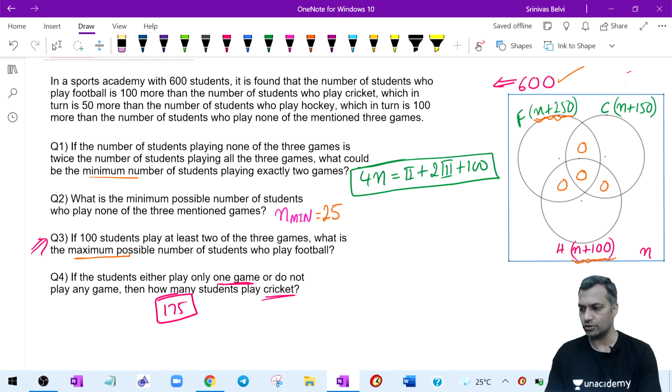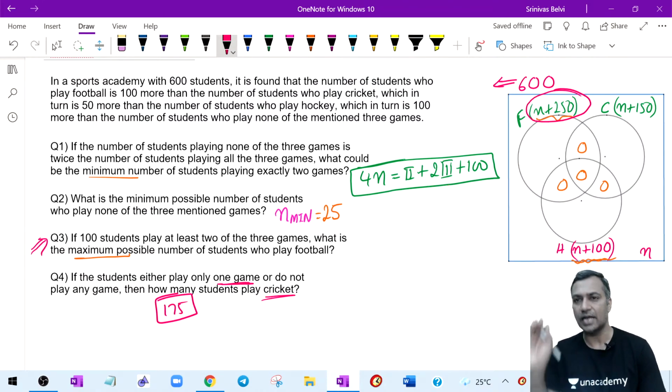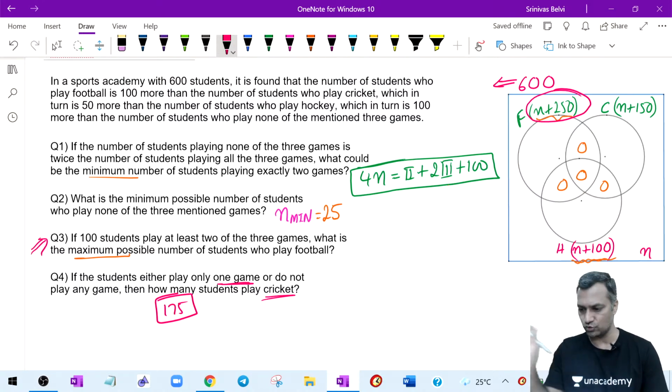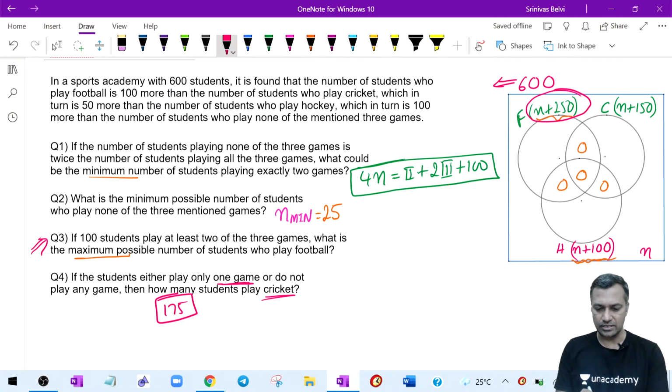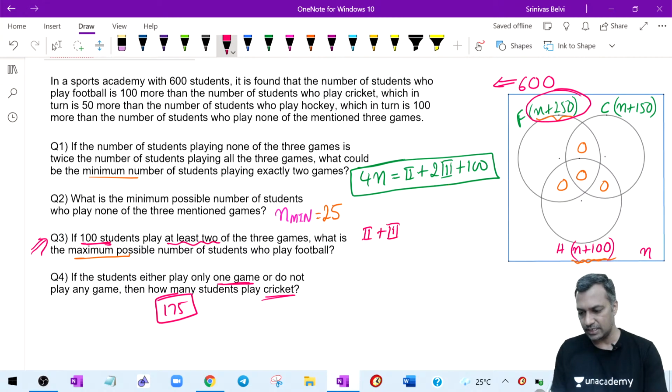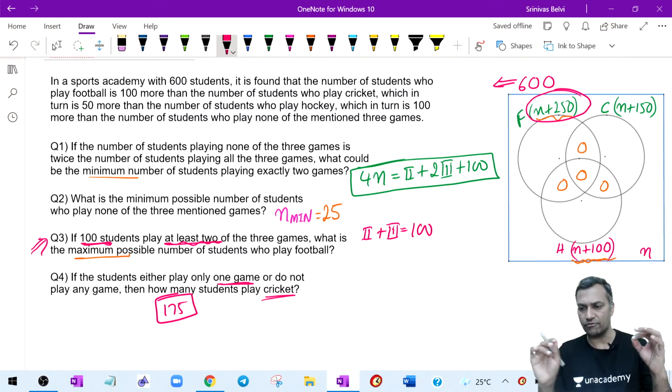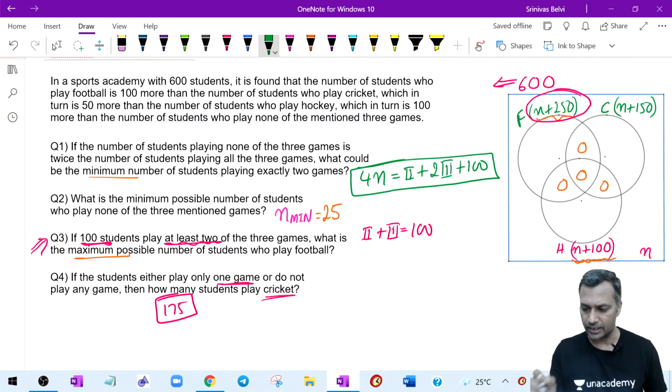Good, very good. All right. So listen, what do I need to work on? I need to work on n plus 250, right? I need to get a better number for this. 250 is anyway there. I have to add a suitable value of n there. What did he say here? Let's come to the question. 100 students play at least two games. What do you mean by at least two games? Region of 2 plus region of 3 is equal to 100. That's what he said. I will put the entire region 3 equal to 100.